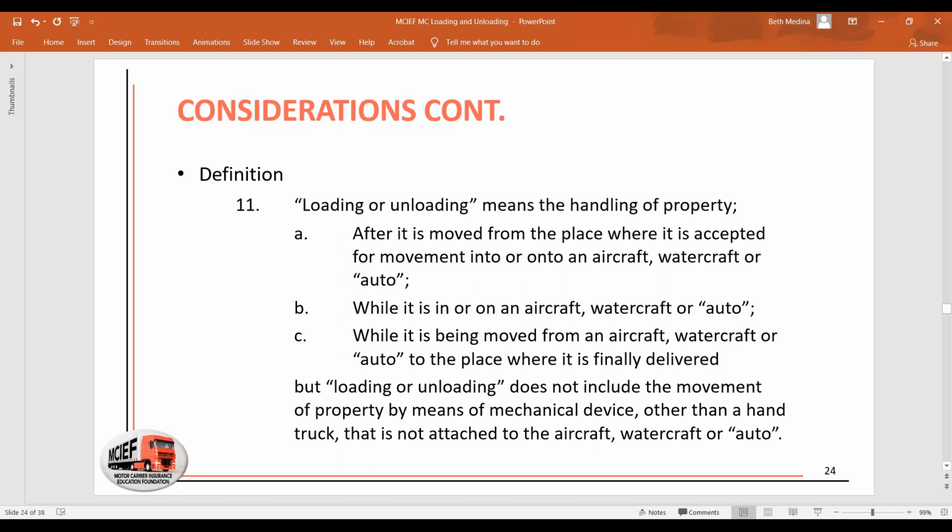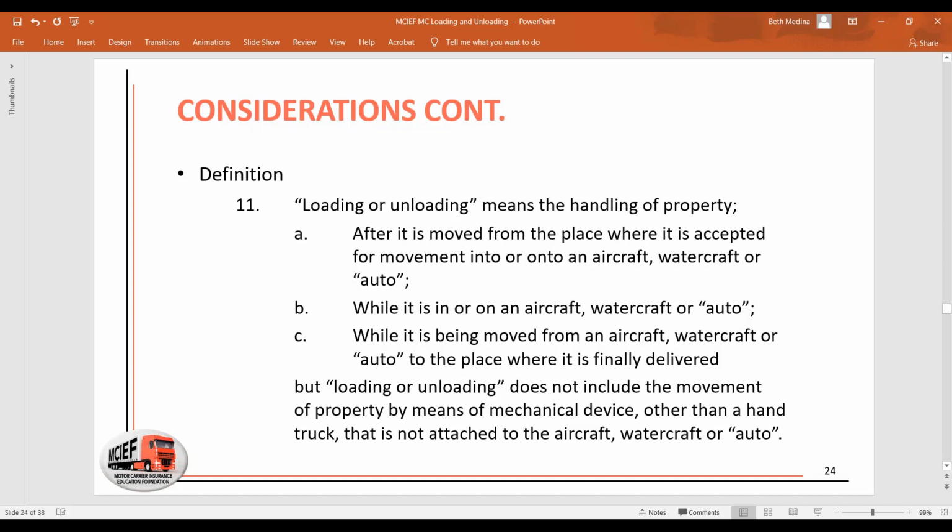And it excludes while it's being carried, that's the B, and C, while it's being moved from the auto onto the place of its final delivery. Again, go back to the auto policy. This is where exclusion 7 says now it's no longer excluded. So this is where you have the mirror image of each other, where the auto policy excludes it before, the general liability policy excludes it after, in both of these cases.